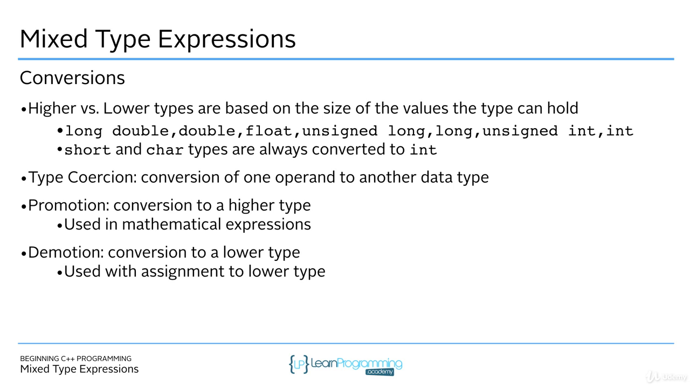Demotion is when we convert a higher type to a lower type. Suppose we want to store 12.5 into an integer variable. It won't fit. So a demotion happens and the decimal part of 12.5 is truncated, and we're left just with the integer 12. Let's see a few examples.